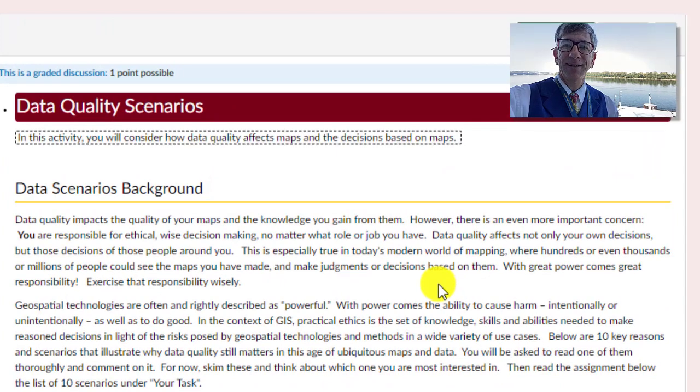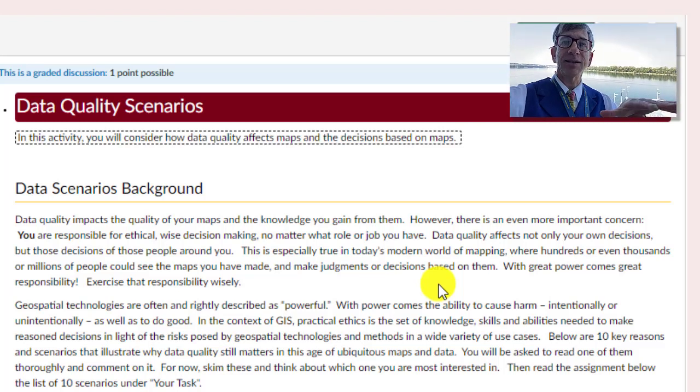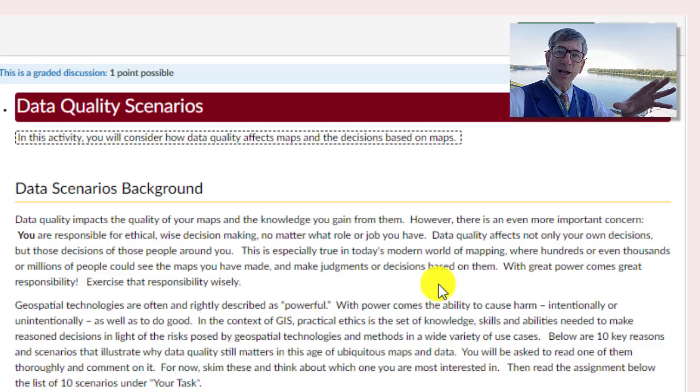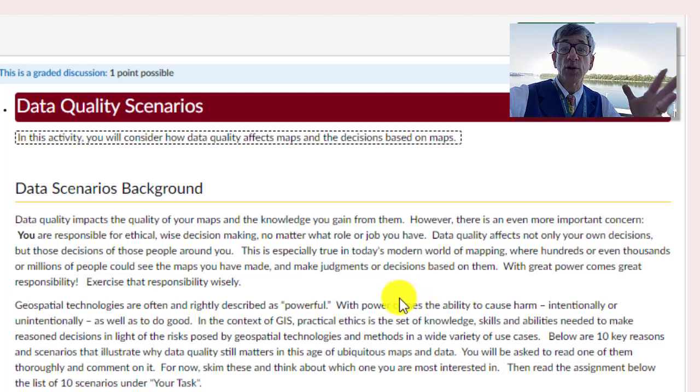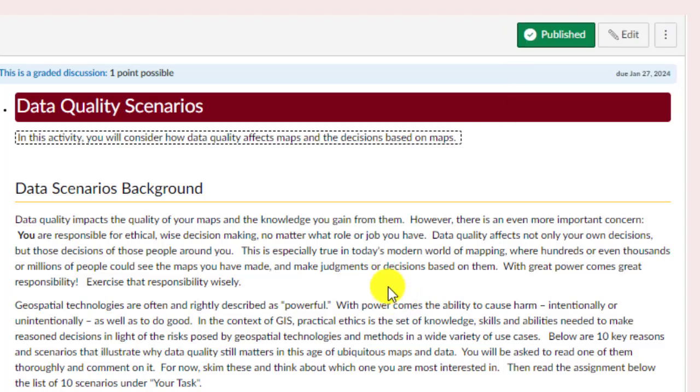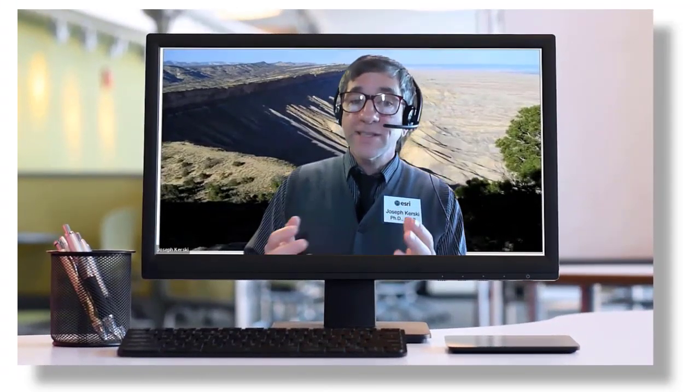You are responsible for ethical, wise decision-making, no matter what role or job you have. Data quality affects not only your own decisions, but those decisions of people around you. This is especially true in today's modern world of mapping, where hundreds or even thousands or millions of people could see the maps that you have made and make judgments or decisions based on them. With great power comes great responsibility. Exercise that responsibility wisely. That is the point of the data scenarios background, which I hope you find very, very interesting. And you will make some maps in Social Explorer and comment on each other's maps.